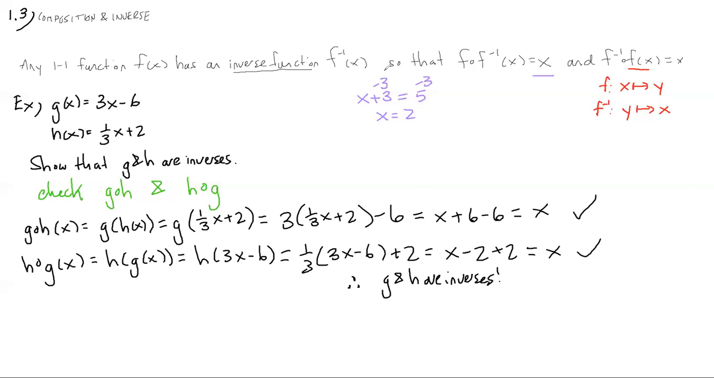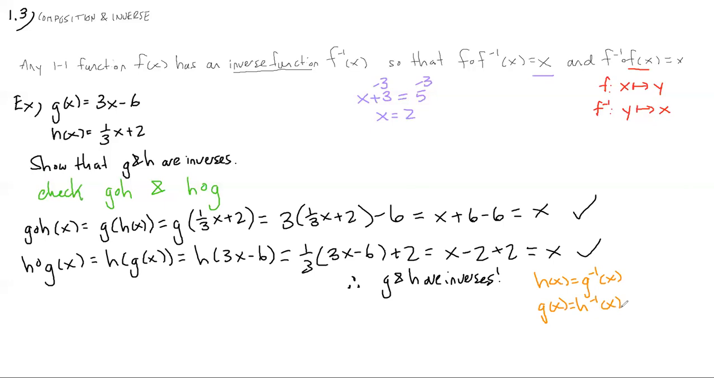If you wanted to write it out a little bit more technically, we could write that h of x is g to the -1 of x, the inverse of g, and g of x is h to the -1 of x, so the inverse of h.